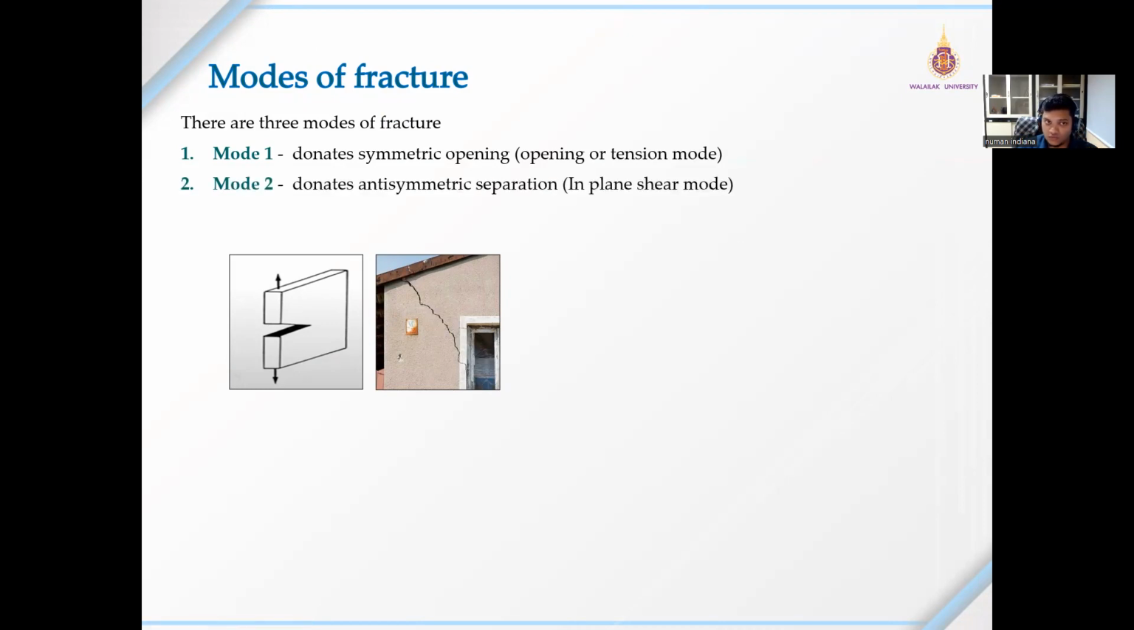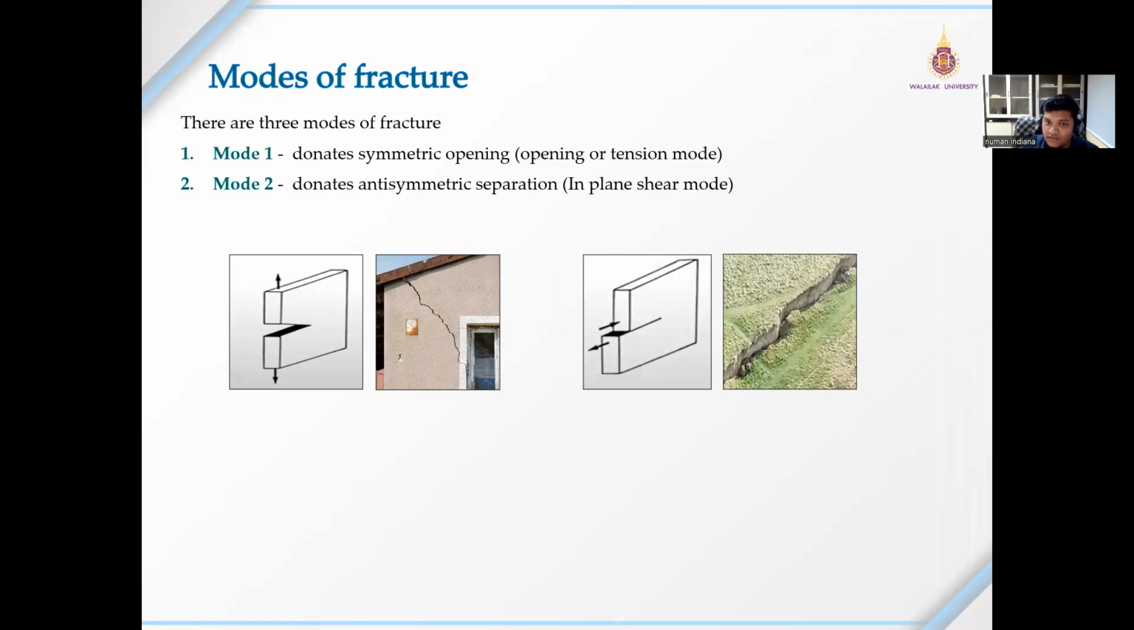Then mode 2, which we denote as an antisymmetric separation, or in-plane shear mode, which means it will be in the same plane, but it will shear. It will shear either like this, or like this, or back, or forward, as you can see in this picture. So it is in the same plane, but in shear. This is mode 2.